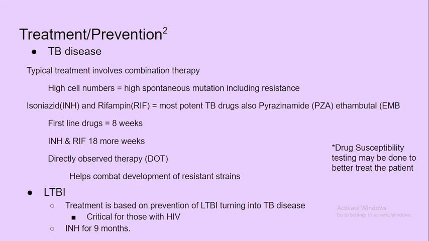And what's recommended is these first-line drugs are taken for 8 weeks, and then INH and RIF are taken for 18 more weeks. And basically, the biggest contribution, in addition to this combination therapy that prevents the spread of resistance, is this newer thing called directly observed therapy, DOT.